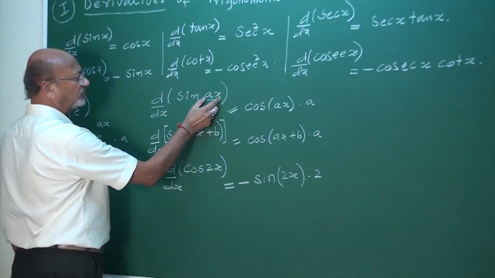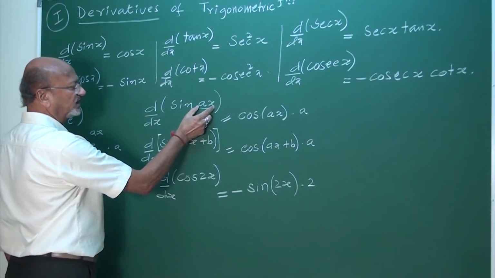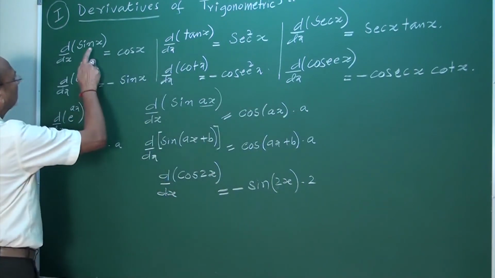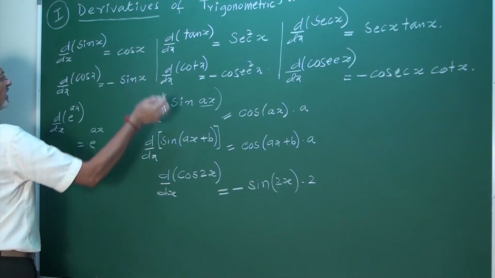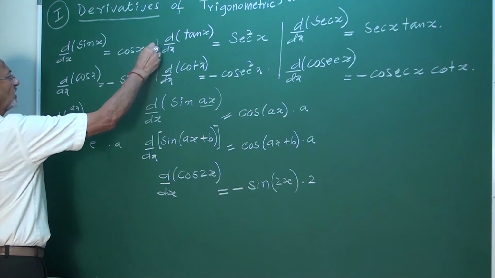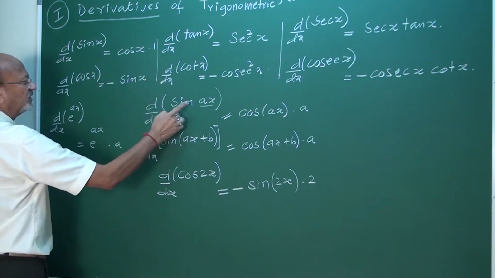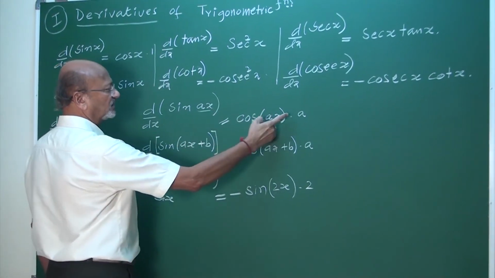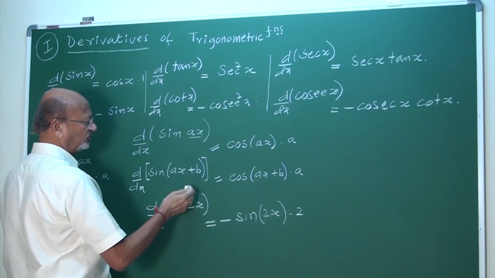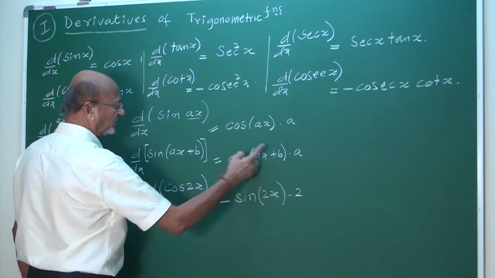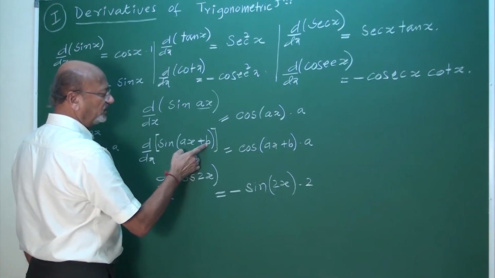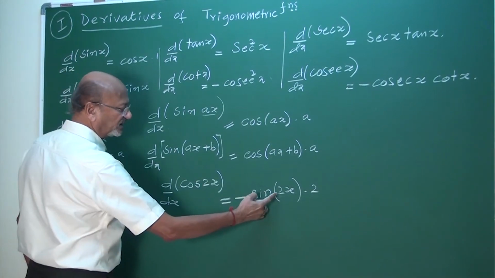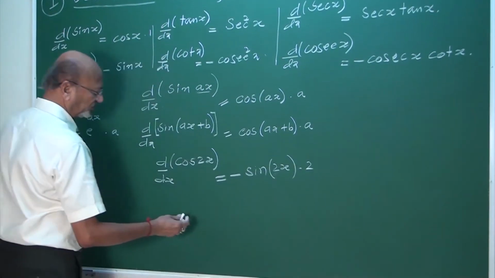If the angle is other than x, you have to write its derivative. What is the derivative of ax? It is a. What is the derivative of x? It is 1, that's why we are not writing it there. If it is other than x, we must write its derivative. For ax plus b, the derivative of ax is a and the derivative of the constant b is 0. The derivative of 2x is 2. Like this, my friends.